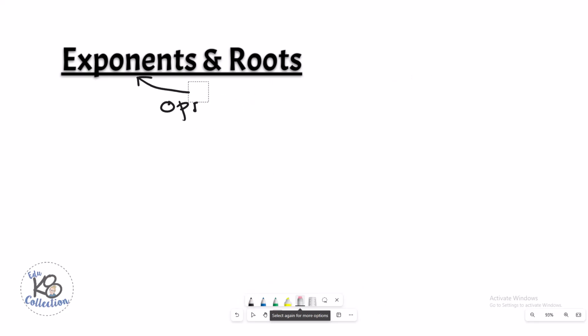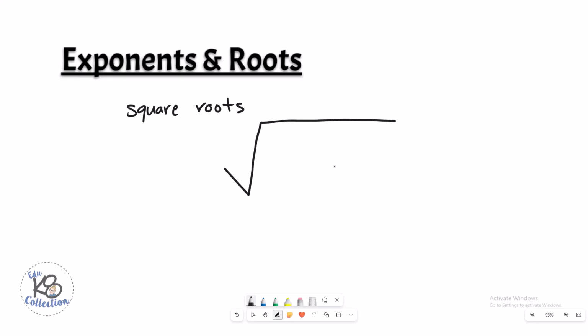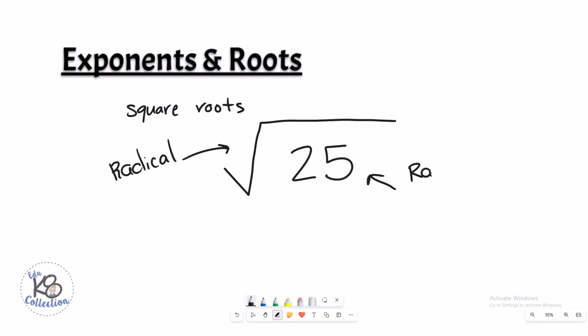So, let's use an example. I'll go ahead and erase this too. So I'm going to do the example. This is called a square root, because there are multiple types of roots. It looks like this. And we're going to find the square root of 25. So this symbol here, this is called a radical. And the number inside the radical is the radicand.